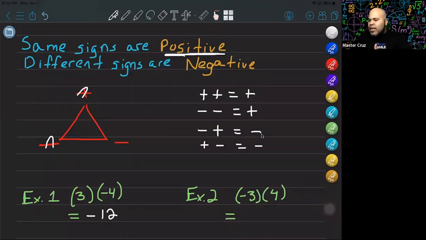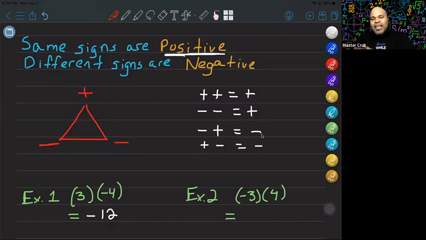Different signs, negative automatically. And the triangle here is to help you in case you can't memorize that same signs are positive. If you're able to memorize one, then you don't have to memorize the other, right? Because if you know that the same signs are positive, then whatever is not the same sign will always be negative.